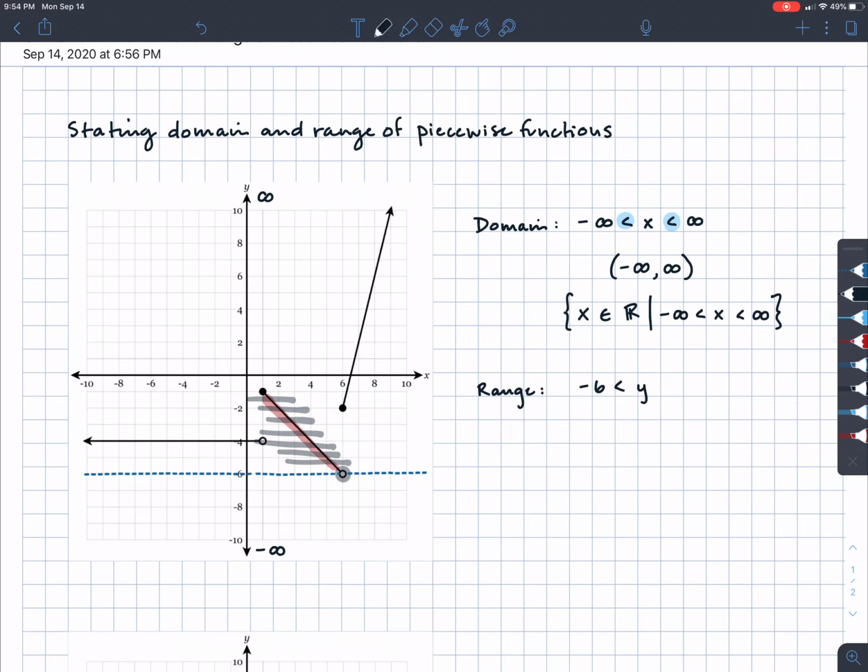And because of that, we can say that our range goes from -6 to positive infinity. There's no y value, there's no horizontal line that I can draw that won't touch part of the graph. Okay.